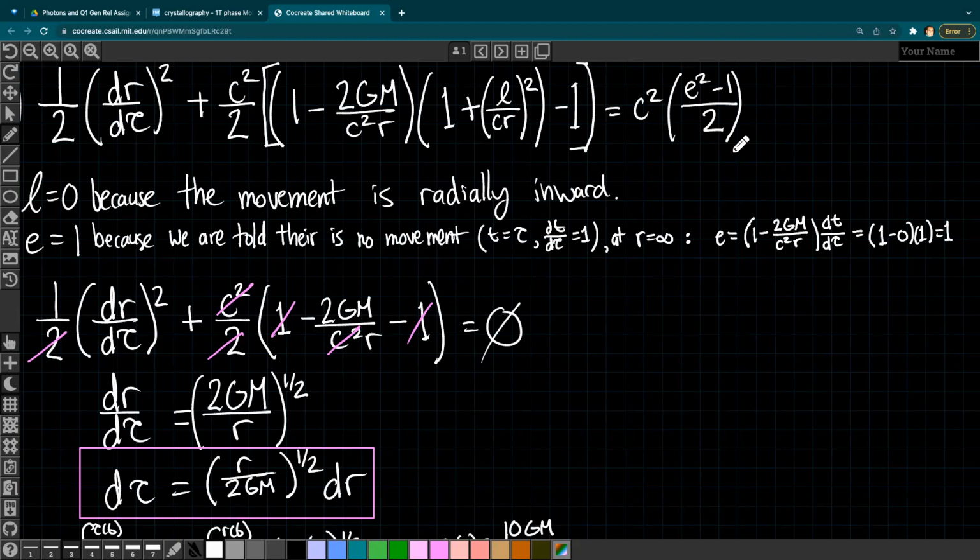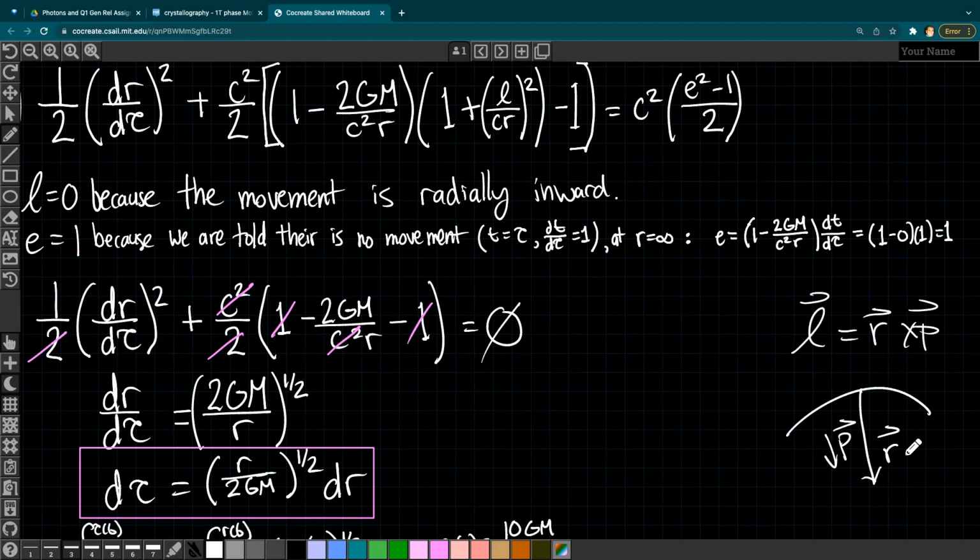In this equation, we set L equal to 0. That's because the movement is radially inward. You might remember that the angular momentum is a vector quantity equal to r cross p. And so if your movement is radially inward, then the radius vector is like that, and the linear momentum vector is also like that. They're both going in the same direction.